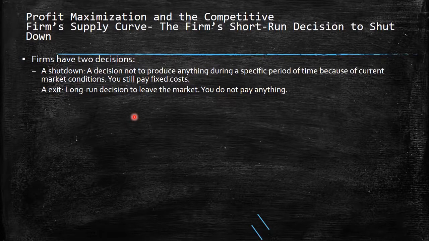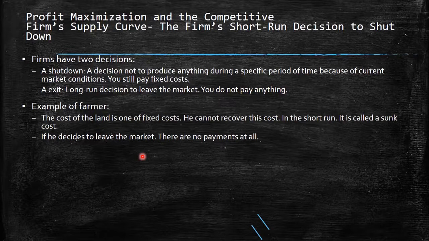where you produce pizza. And we have the other decision, which is the exit. Basically, the exit is a long run decision to leave the market. And at this time, you pay neither fixed cost nor variable cost. So this is the other part that we have here. We're going to figure out how they work. Here we're going to start with the shutdown, which is more related to the short run.